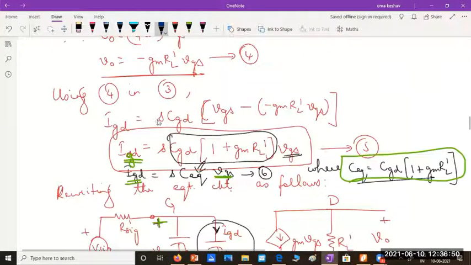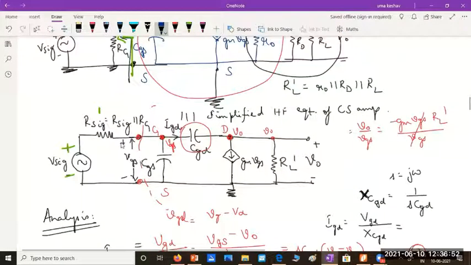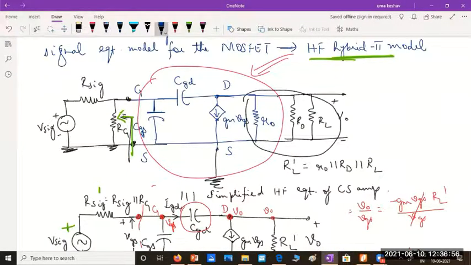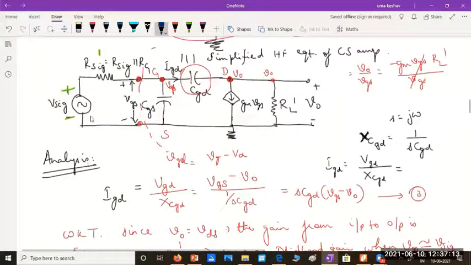Here you refer to this circuit where there is Rg. We had a biasing resistance Rg. So what would be the voltage across this? V sig into Rg by R sig plus Rg. Yes or no? When I replace this with R sig dash, I'll call this V sig dash.